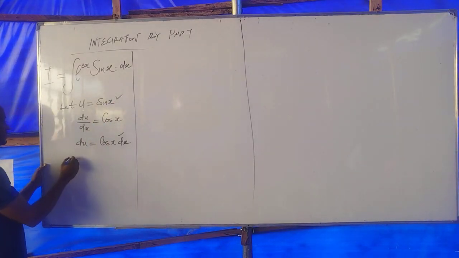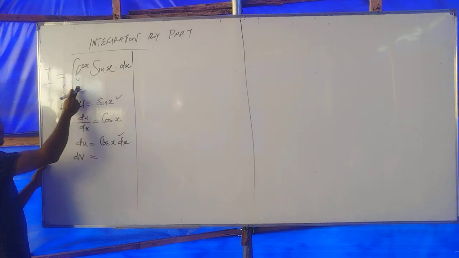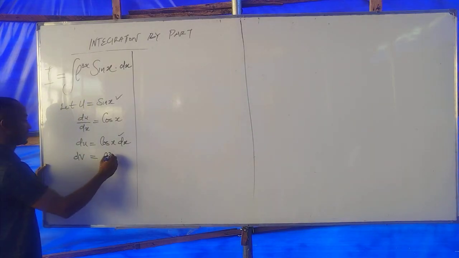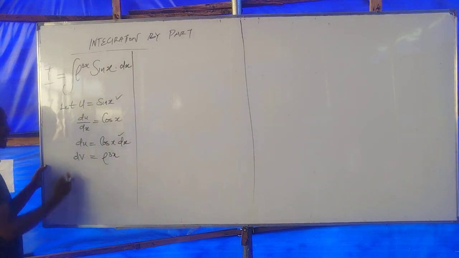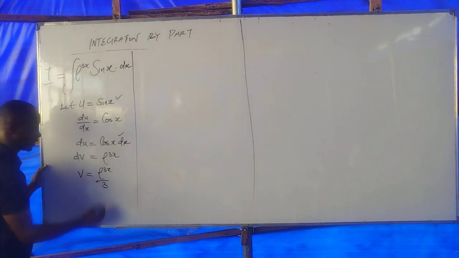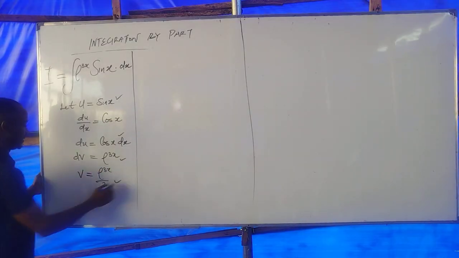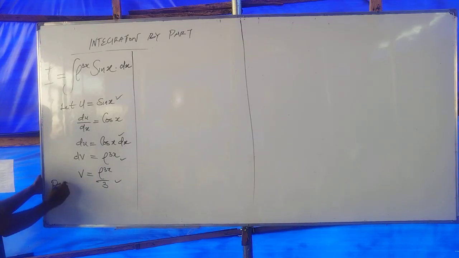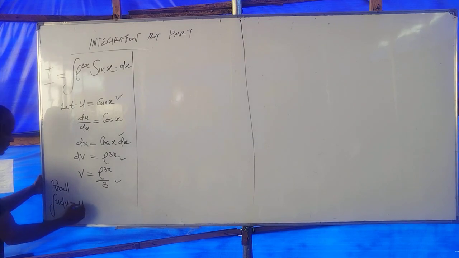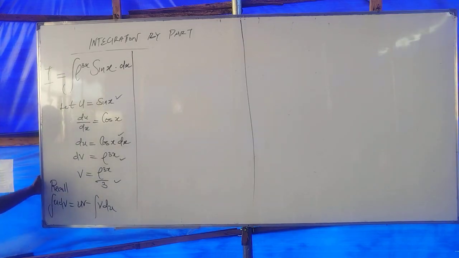Now we have our u, we have our du. Let's find the v. What's our dv? Exponential 3x, is it not so? By the time we integrate this, what do you have? v equals exponential 3x over 3. You are aware of that, right? Now we have gotten all the terms we need. Then recall that the formula for integration by parts says the integral of u dv equals uv minus the integral of v du.